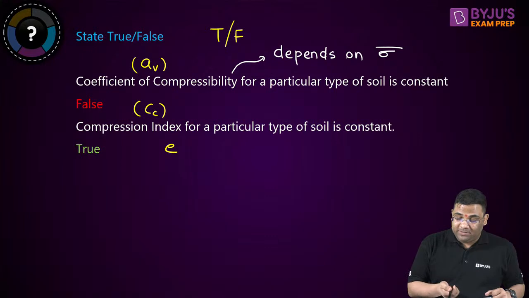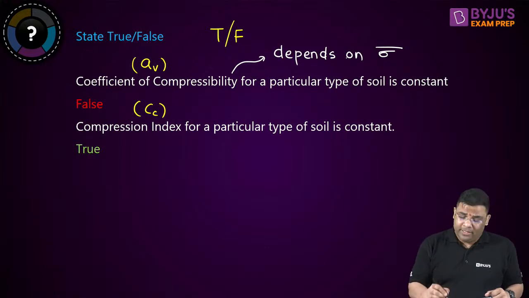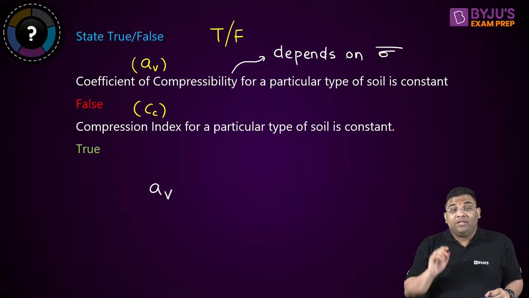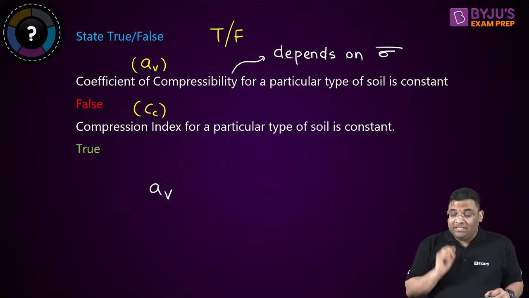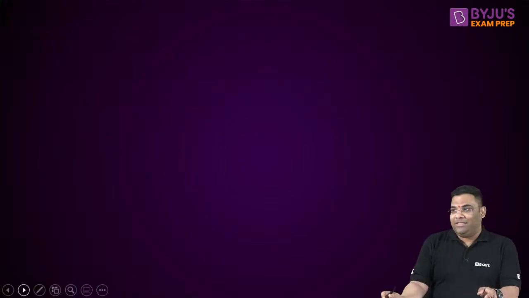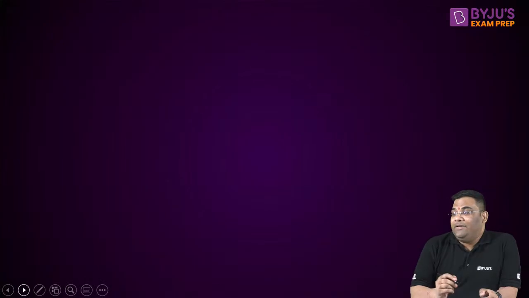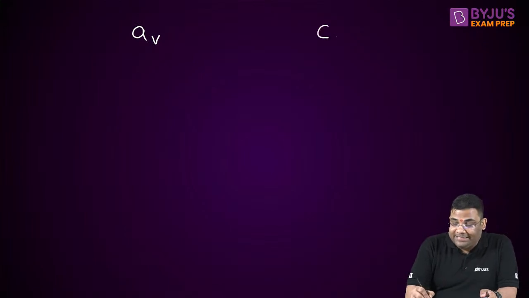So therefore, it's a very important question and a very important thing which they can ask you in the objective examinations, that your coefficient of compressibility depends on the effective stress, it's not constant. Whereas compression index is constant, it doesn't depend on the effective stress, right? So if I make a difference between these two, your AV and your CC.